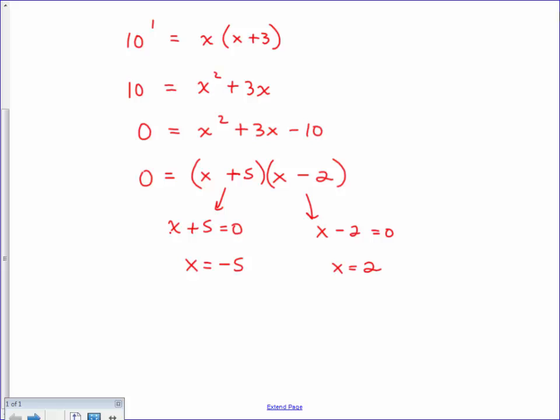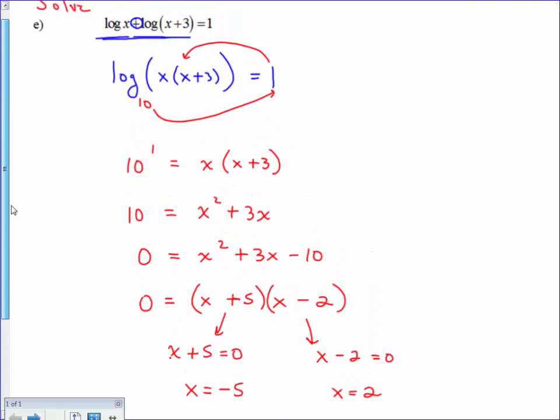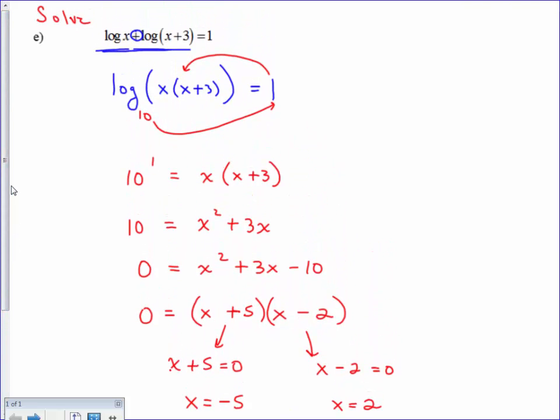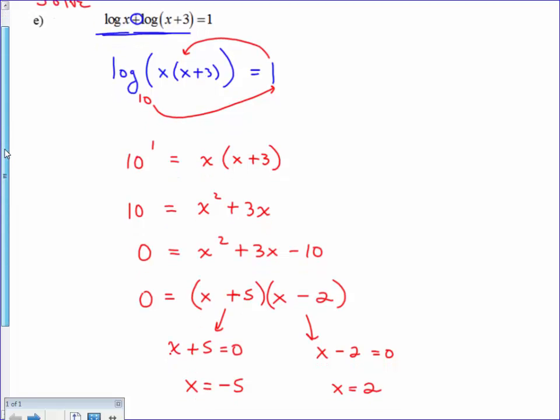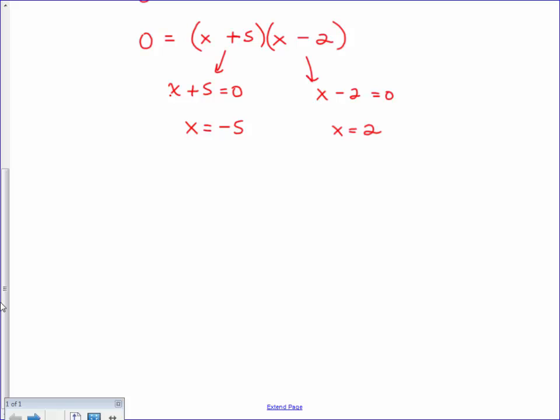Now remember that when you're solving a logarithmic equation, you must make sure that the arguments of the original logs are positive. So go back and just copy down your original logs. It was log of x plus log of x plus 3 equals 1.